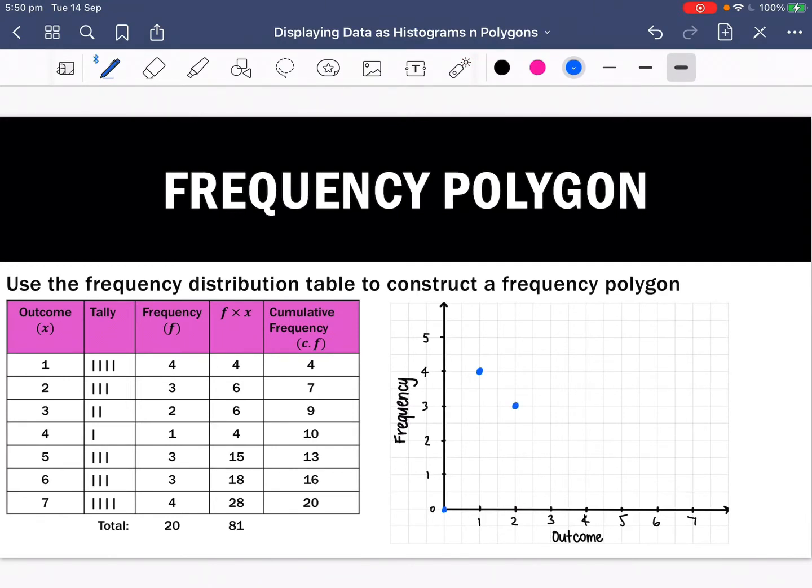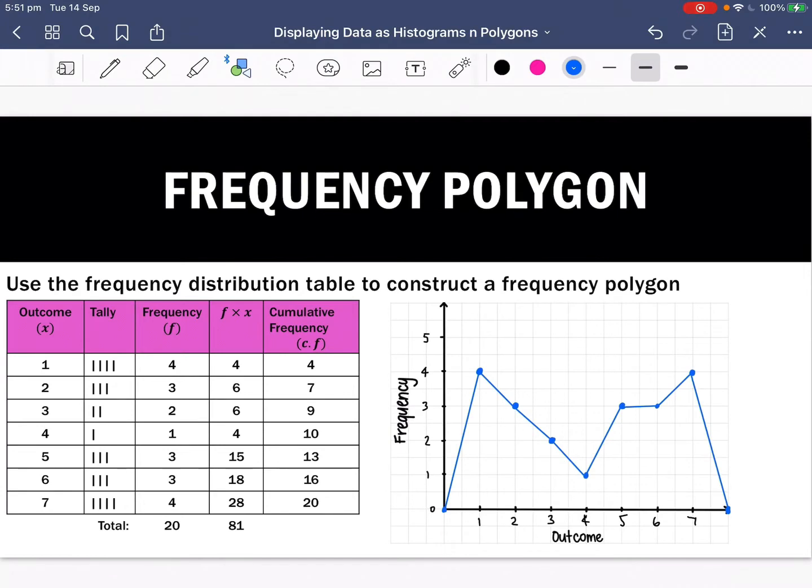We have our outcome of 3 has a frequency of 2. Our outcome of 4 has a frequency of 1. Our outcome of 5 has a frequency of 3. Our outcome of 6 has a frequency of 3. And our outcome of 7 has a frequency of 4. We then look at where our next outcome would be and we put a dot back on the line there. So that's where our 8th outcome would be. We then get a ruler and we connect these lines using straight lines, doing a dot to dot like so.